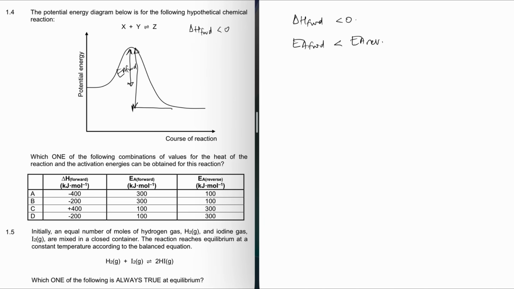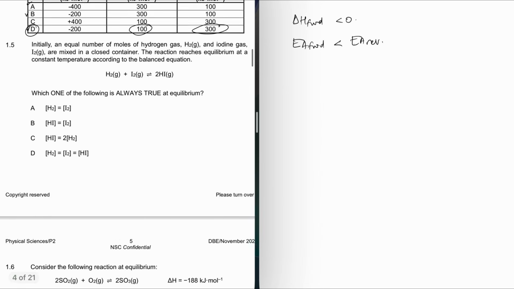So I'm looking for delta H forward being negative. My options are going to be A, B, or D. And then I'm looking for the activation energy for the forward reaction being less than the activation energy for the reverse reaction. And that will correspond with D, because the activation energy for the reverse is 300 and the forward is 100. 300 is greater than 100, and so that works. So the answer there is going to be most certainly D.